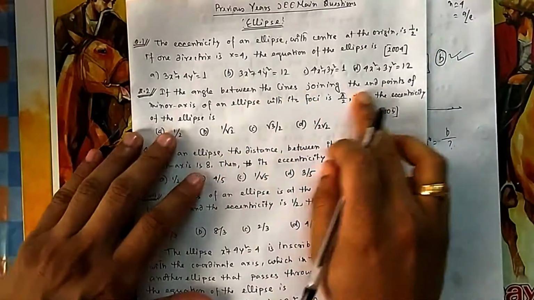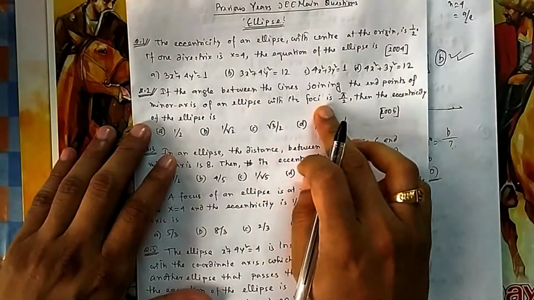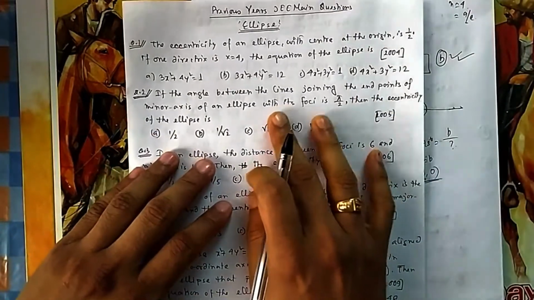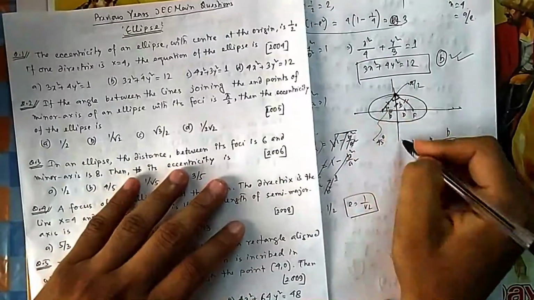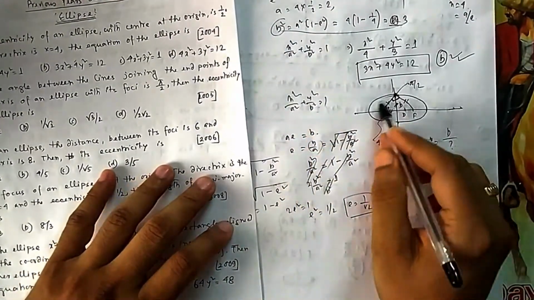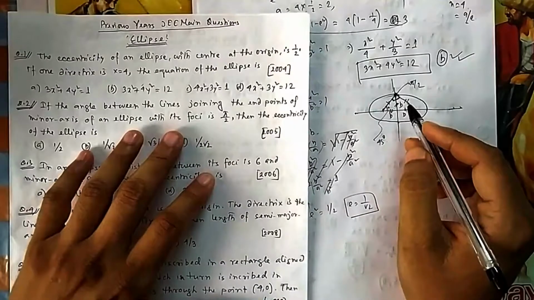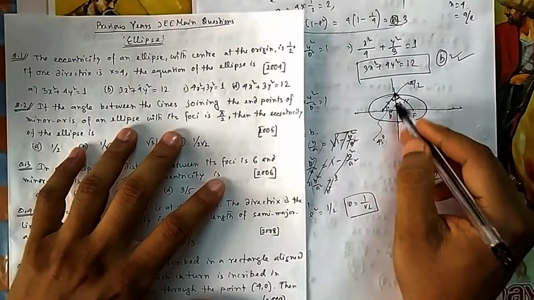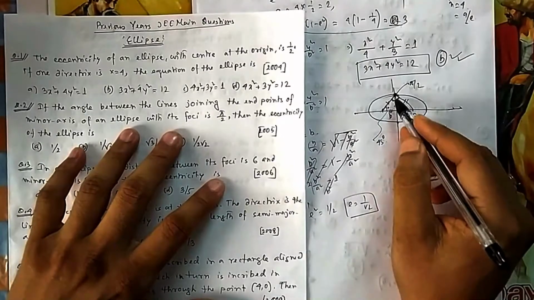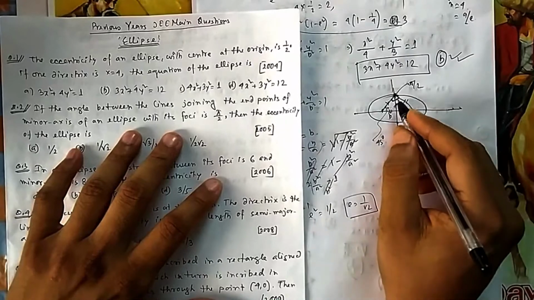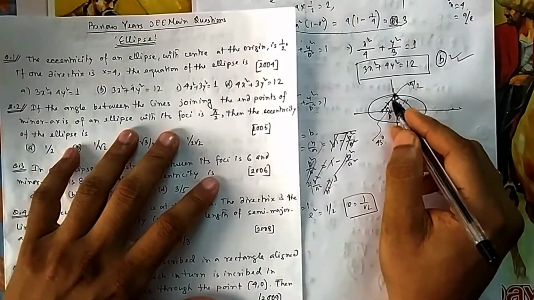Next, the angle between the lines joining the endpoints of the minor axis of an ellipse with its foci is pi by 2. Then find the eccentricity of the ellipse. Because they have not mentioned any ellipse, you will take the standard ellipse, x square by a square plus y square by b square equal to 1. What they are asking is the line joining the endpoints of the minor axis. These two are the endpoints, because this is your minor axis. And the foci, if you join to this, then the angle formed is pi by 2.